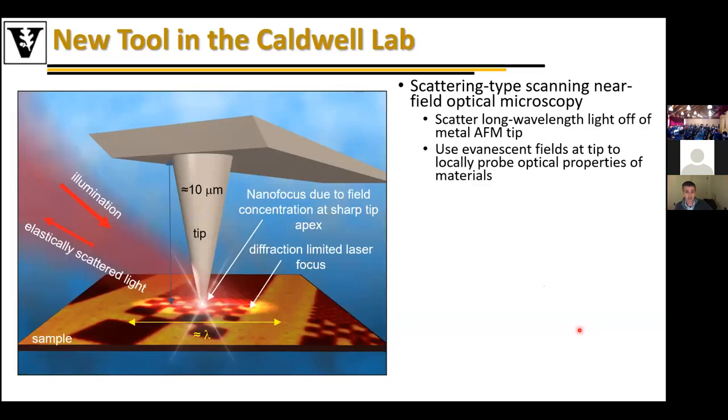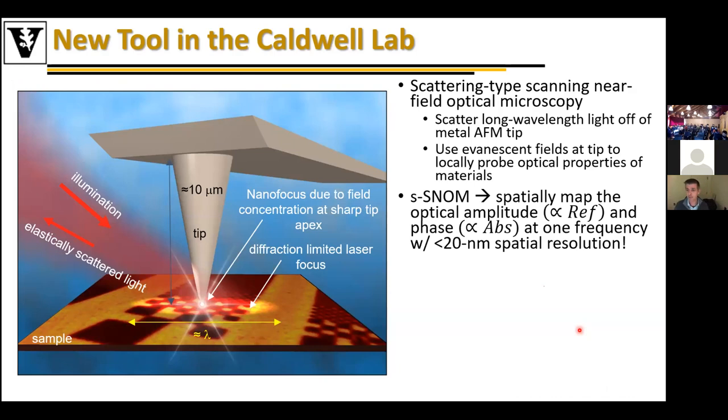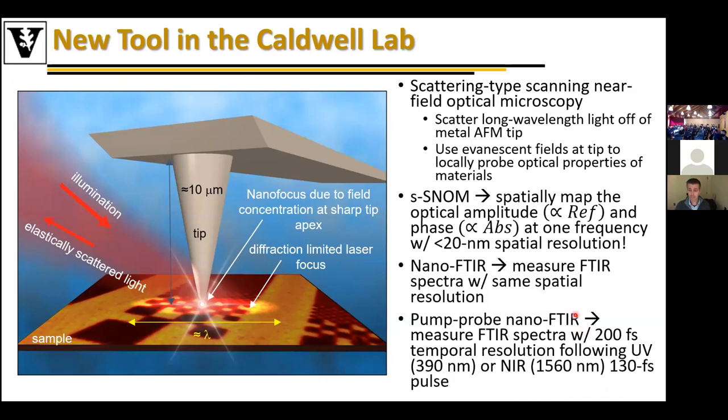So with that, I would just point out that, of course, I showed you some of the scattering-type scanning near-field measurements. This is a pretty broadly applicable tool that a lot of people have. We also have nano-FTIR now, but one of the key additions that we've just added is we have an ultraviolet 390 nanometer pump or a 1560 near-infrared pump.